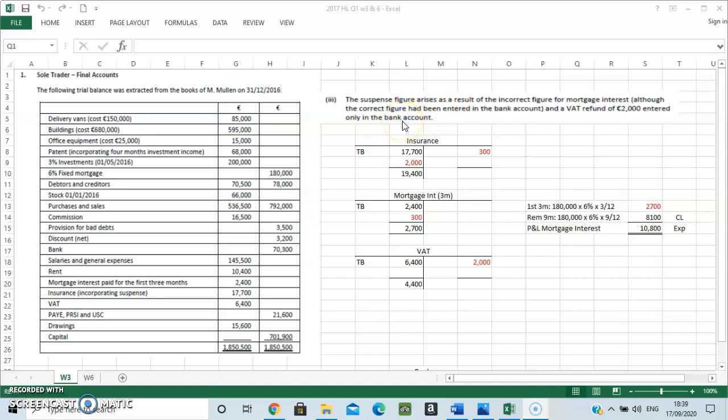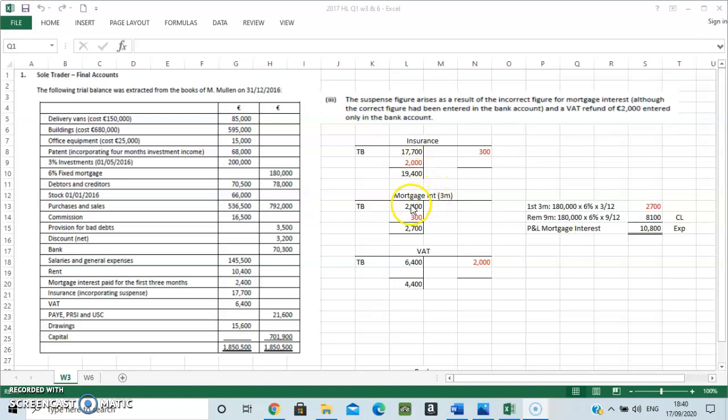So, like all suspense account workings, what we should do first is pick our three accounts. We're going to have an insurance account, we're going to have a mortgage interest account, and we're going to have a VAT account because that is where the VAT refund has not been recorded. We put in our trial balance number from each. So the trial balance number here for insurance, the trial balance number here for mortgage interest, and the trial balance number here for VAT. Three of them in a row there, actually. And then we're going to look at how we can correct some errors.